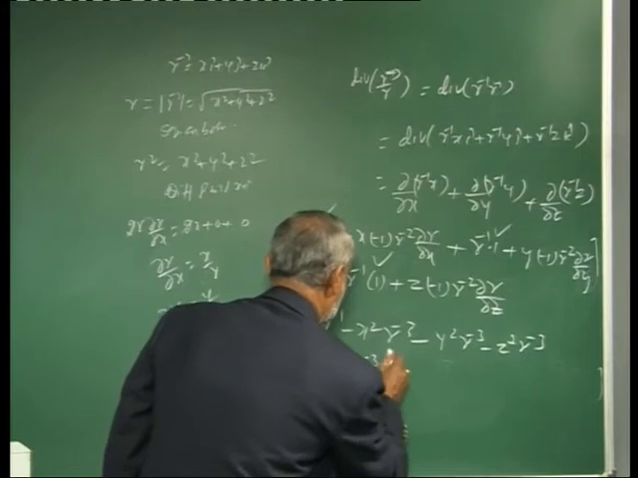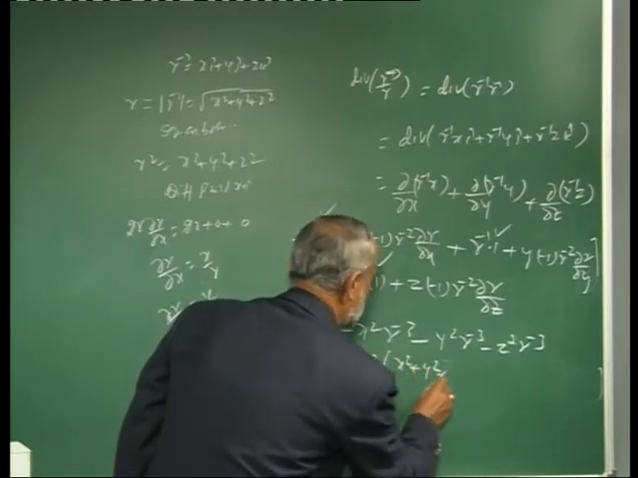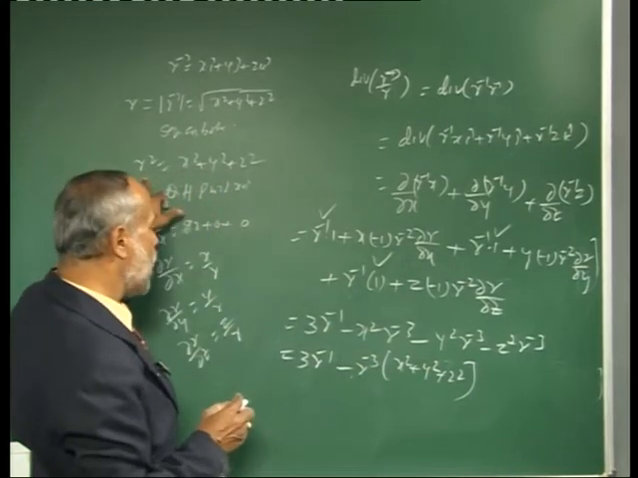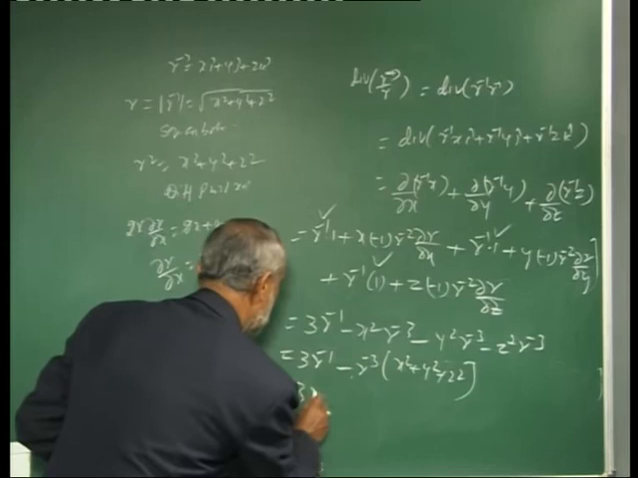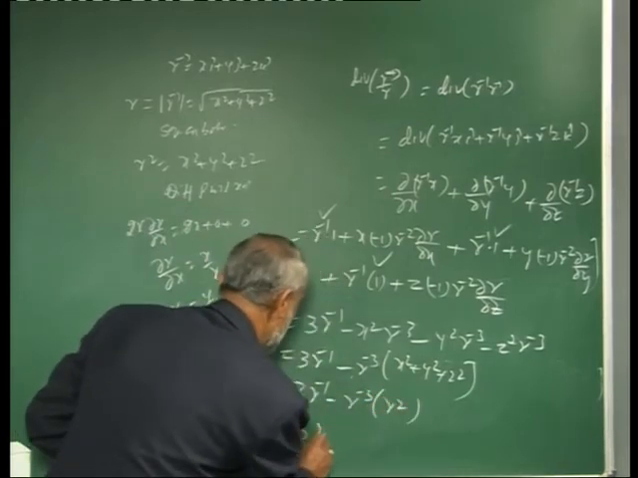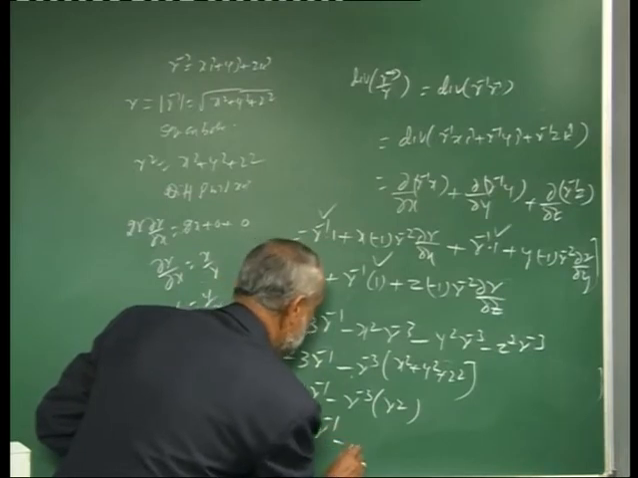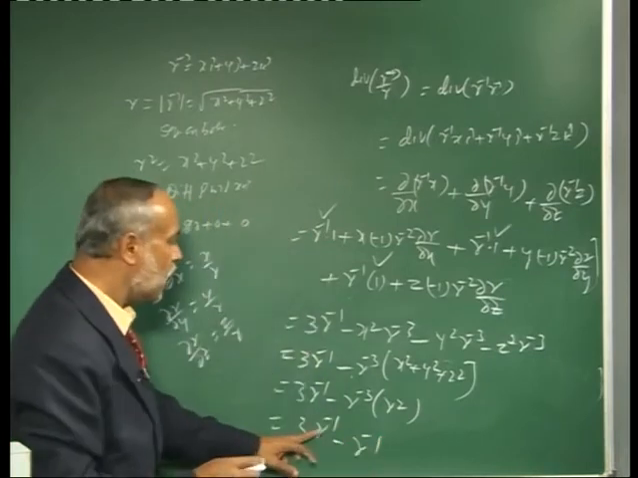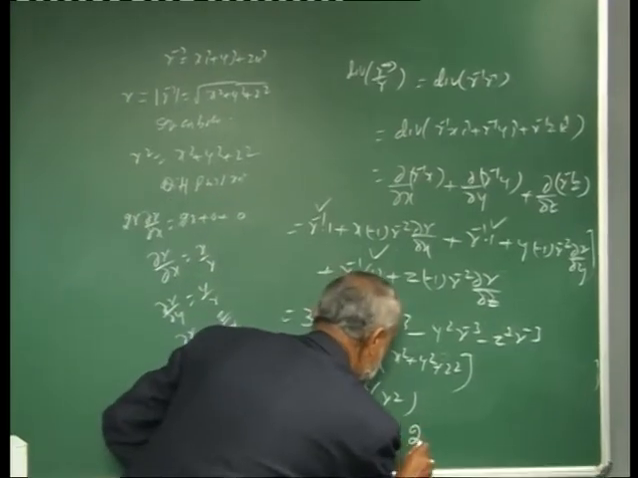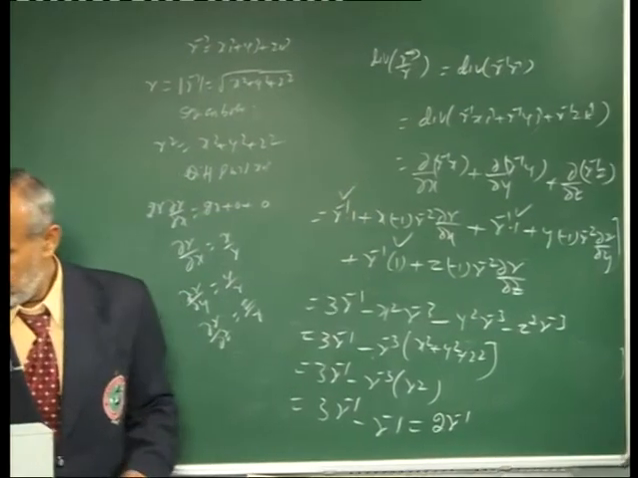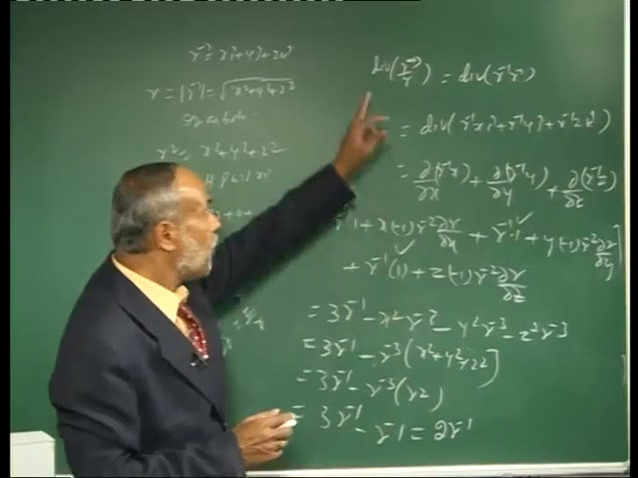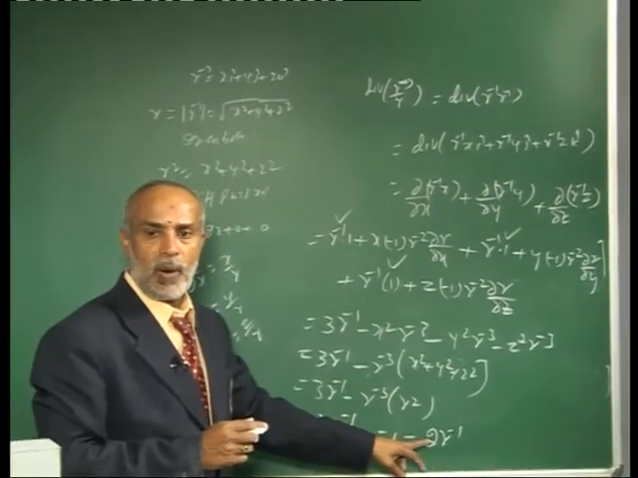Here take out r to the power of minus 3 outside, x square plus y square plus z square remaining. Then x square plus y square plus z square, you know is r square, you can substitute. 3 r to the power of minus 1, r to the power of minus 3 into r squared, you get 3 r to the power of minus 1 minus r to the power of minus 1. 3 r to the power of minus 1 and minus r to the power of minus 1 can be written as 2 times r to the power of minus 1. See, this is divergent of r vector by r is 2 r to the power of minus 1.